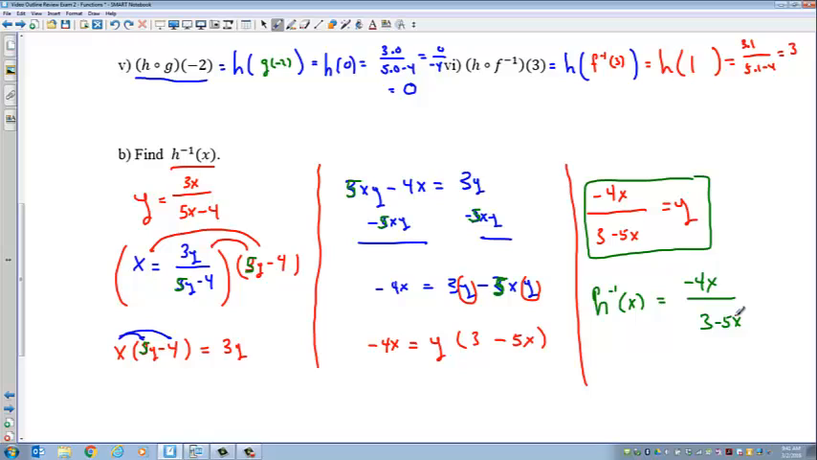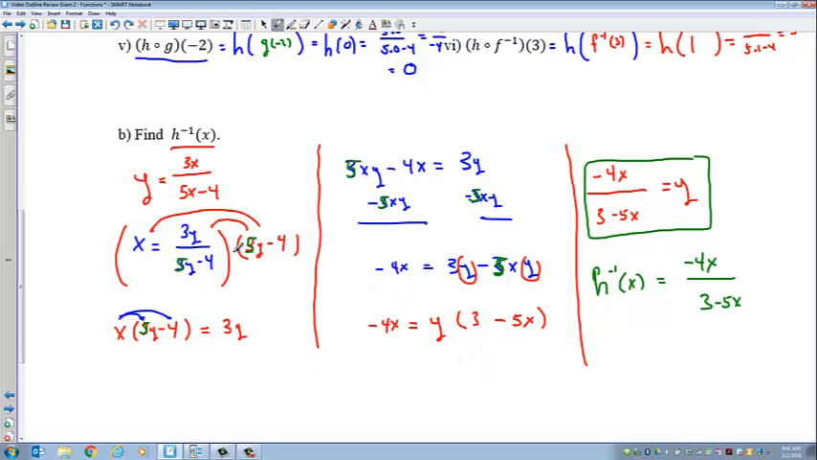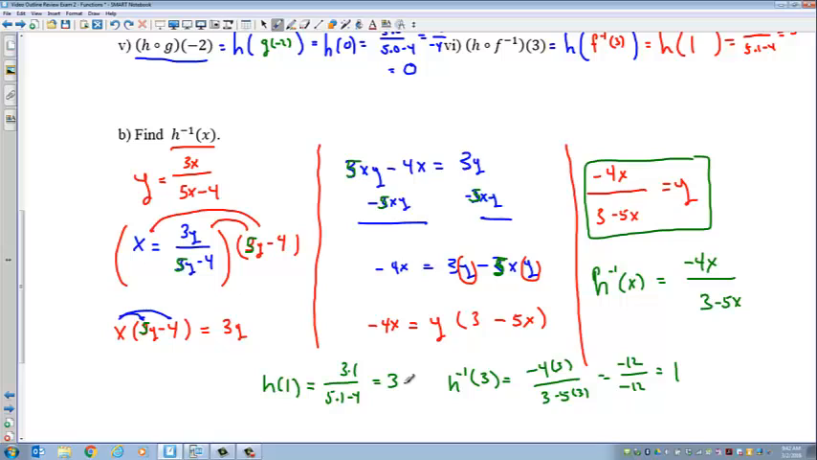And remember, you can check your work. So on these problems with inverses, you can check your work by plugging in a number. Like suppose you plugged in h of 1. So h of 1 would be 3 times 1 over 5 times 1 minus 4, which would basically equal the number 3, because you have 3 divided by 1. And then to check your work, you can plug into h inverse. So h inverse of 3. Now if it's the inverse, if you plug in 3 to the inverse, you should get back the number 1. So you can check it here. You have negative 4 times 3 divided by 3 minus 5 times 3, which equals a negative 12 over 3 minus 15, which is a negative 12. Oh, and that is equal to positive 1. So 1 goes to 3, 3 goes back to 1. So check. That's definitely the inverse.